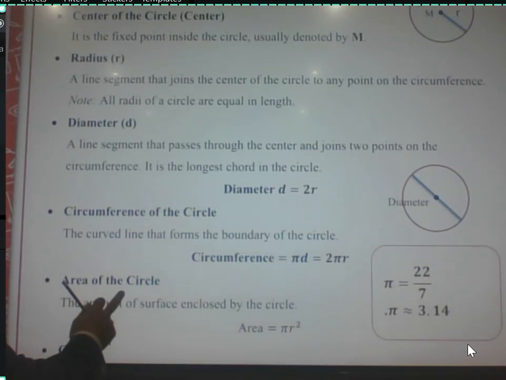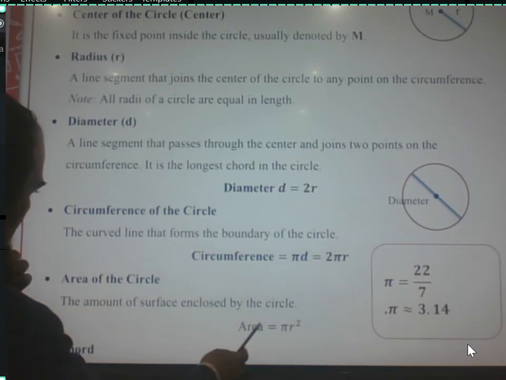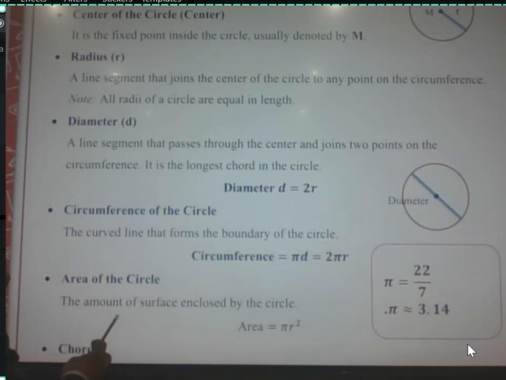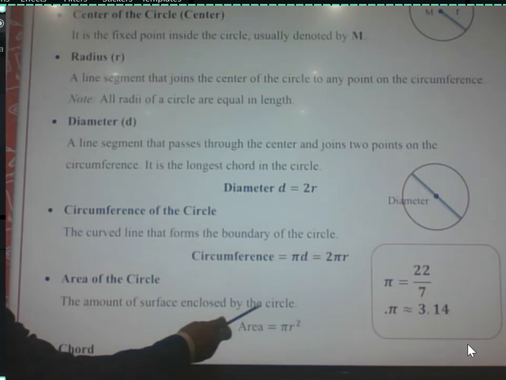And what about the area? The area of a circle equals pi r squared. The amount of surface enclosed by the circle.